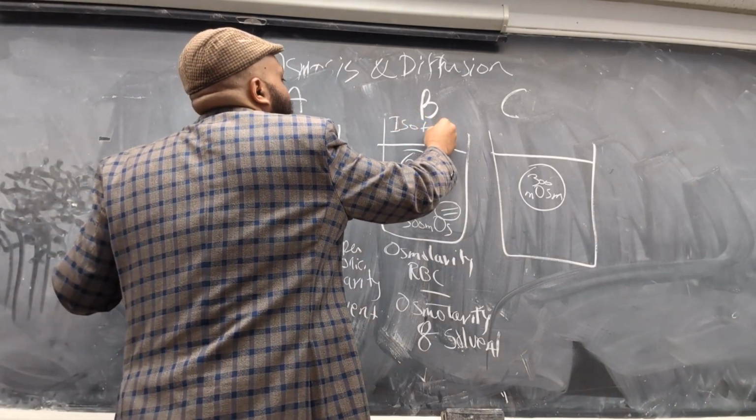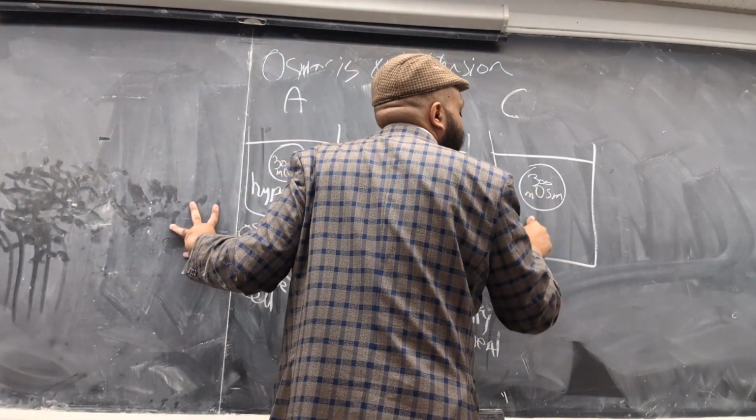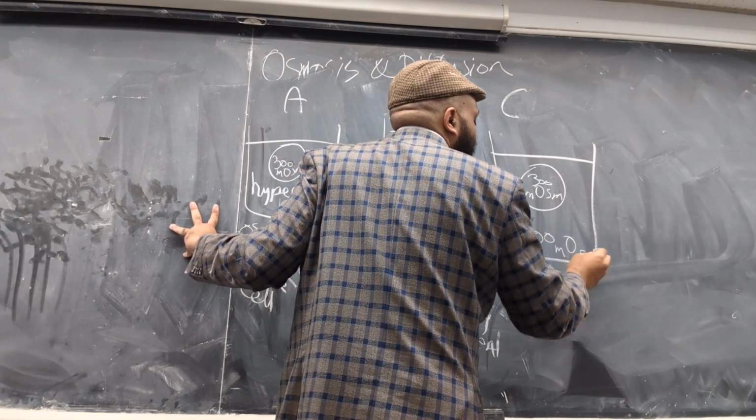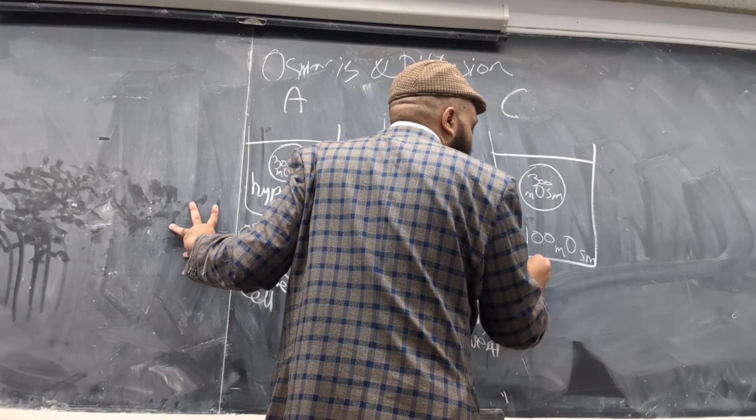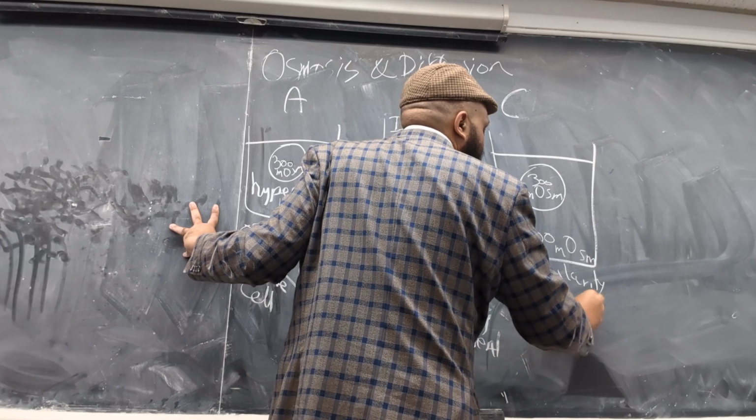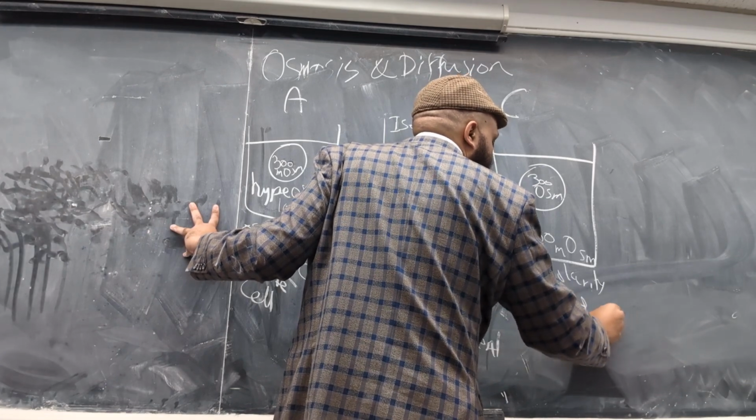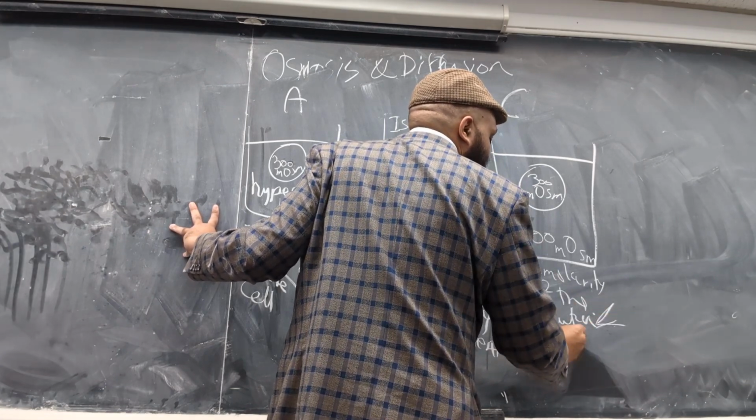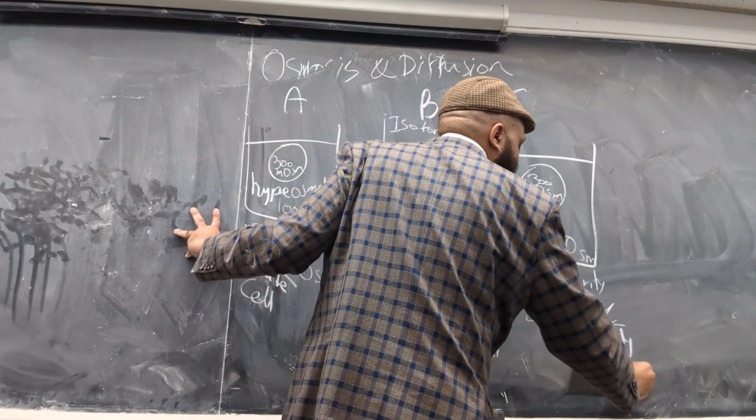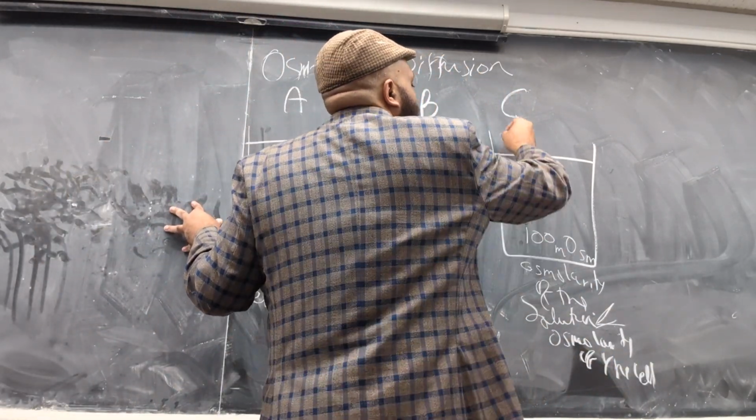And lastly, you can have the red blood cell with 300 milliosmoles and the solution is only 100 milliosmoles. Hypo. So here the osmolarity of the solution is less than the osmolarity of the cell. So that is an example of a hypoosmolar solution, or hypotonic.